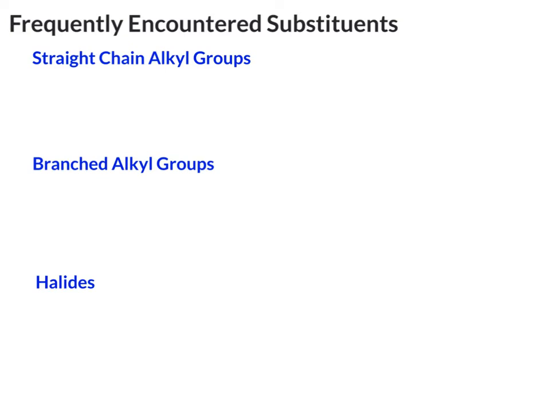Let's go through and make a list of some of the most frequently encountered substituents that you're going to run into. And these will be things attached to the parent. So I'll be writing the parent, and then we have whatever group attached. And I'm just going to abbreviate the parent as P in these cases. So the first two are ones you should recognize because we've used them already. They're based off of the straight chain alkyl groups.